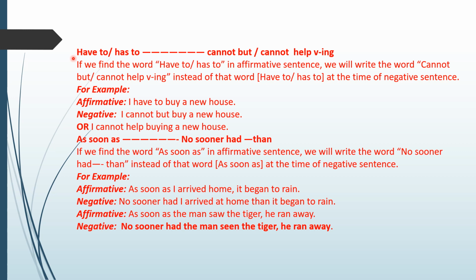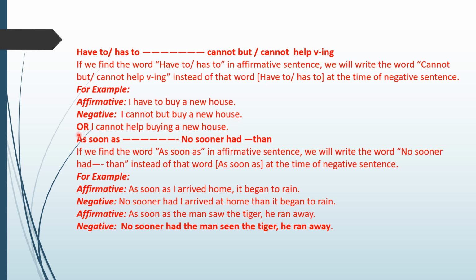If we find the word have to or has to in the affirmative sentence, we will write the word cannot but or cannot help and the ing form of the verb instead of that word have to or has to at the time of changing the sentence into negative. Look at the following example. I have to buy a new house. There is have to in the affirmative sentence. So in the negative, you will write cannot but, or it could be cannot help buying. So the sentence in the negative: I cannot but buy a new house, or I cannot help buying a new house.